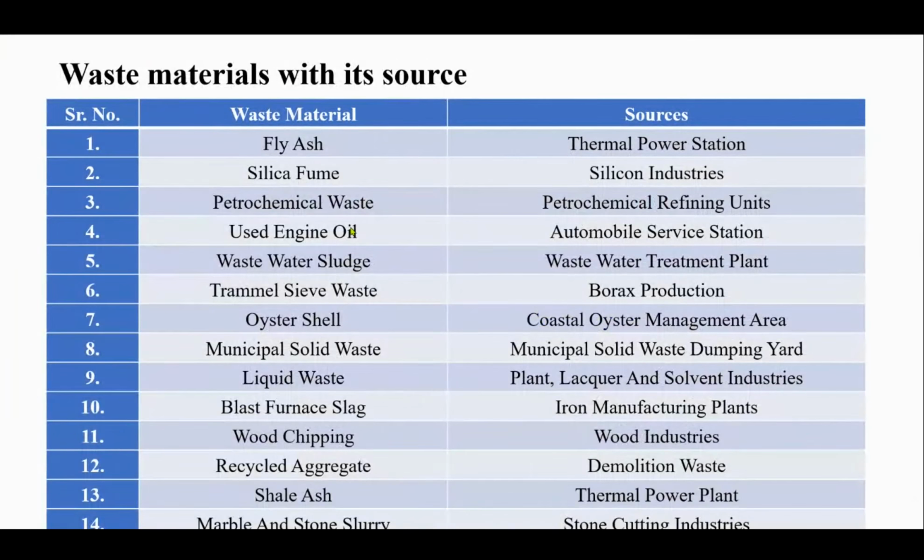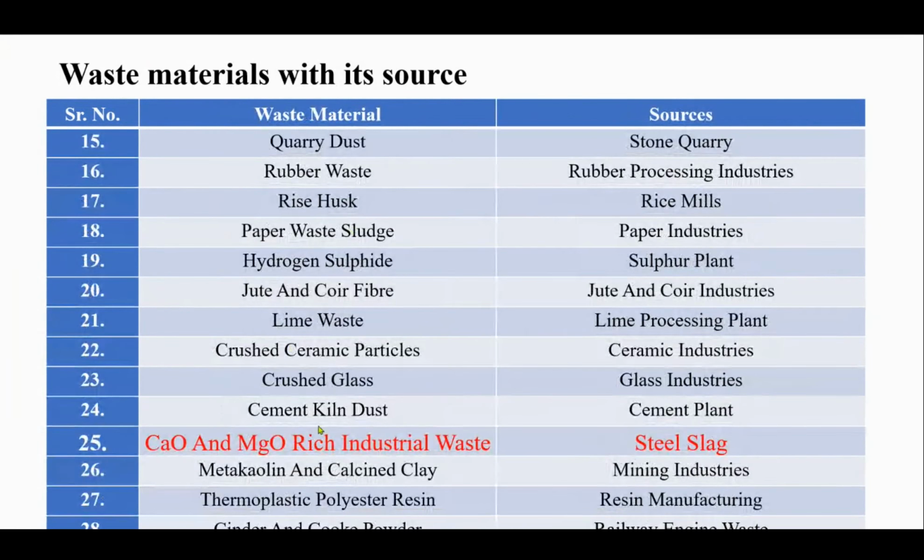Yesterday I showed that chart, so I will not go through each and every line. But today our focus point will be steel slag. The waste materials are steel slag and GGBFS, which means ground granulated blast furnace slag. So all these things come from the steel industry.